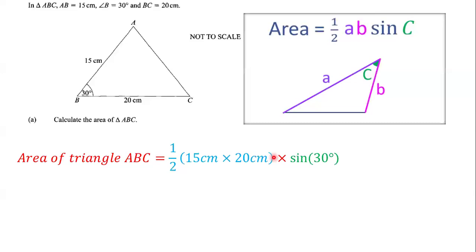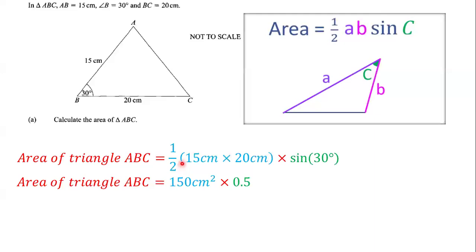And so here we have that a is equal to 15 centimeters. So we have a half a, which is equal to 15 centimeters, times b, which is equal to 20 centimeters, times sine of C, but in this case, C is 30 degrees. And so we have a half multiplied by 15 centimeters multiplied by 20 centimeters multiplied by sine of 30 degrees. Next, we're going to say a half multiplied by 15 multiplied by 20.